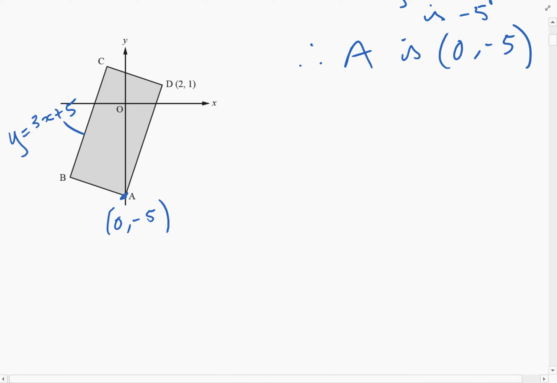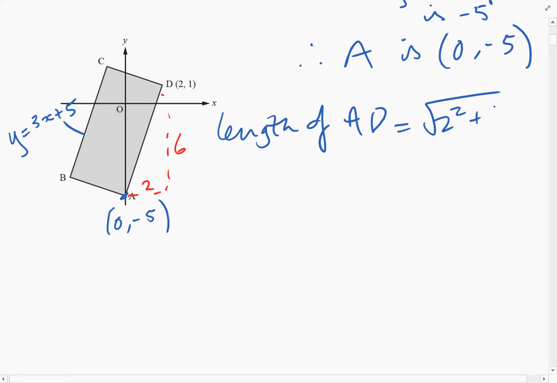So I would start by finding the length of AD. Well, we've just worked this out. If we form a right angle triangle here, we've just worked out this distance is 2 and this distance is 6, from part A. So the length of AD is going to be the square root of 2 squared plus 6 squared, which is the square root of 40. You could write that as 2 root 10, but I'll leave it as root 40.